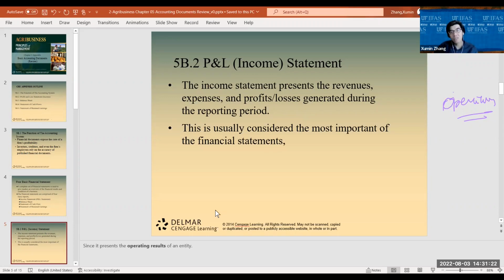public, a P&L statement. Internally, actually, we can get it every month. This is, we call it part of the controlling system. Actually, there are reports before this statement. The report is, we call it the sales report, the sales revenue, whatever you call it.